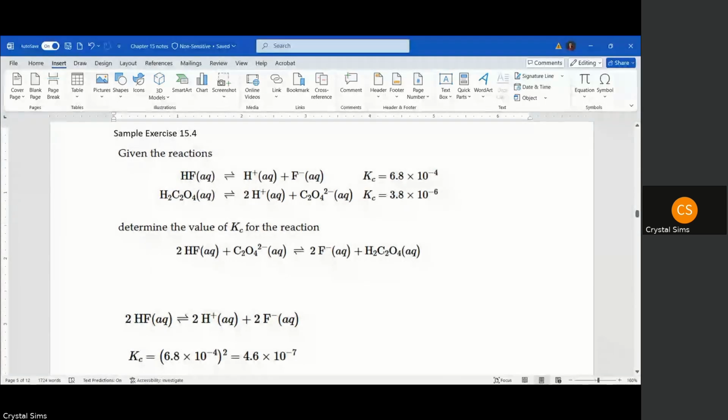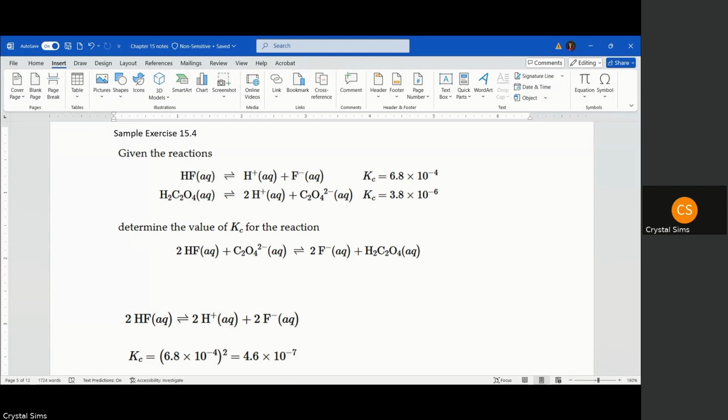We're going to multiply each one of those by 2, multiply our K sub C by 2, and we end up with 4.6 times 10 to the negative 7 for the first reaction.